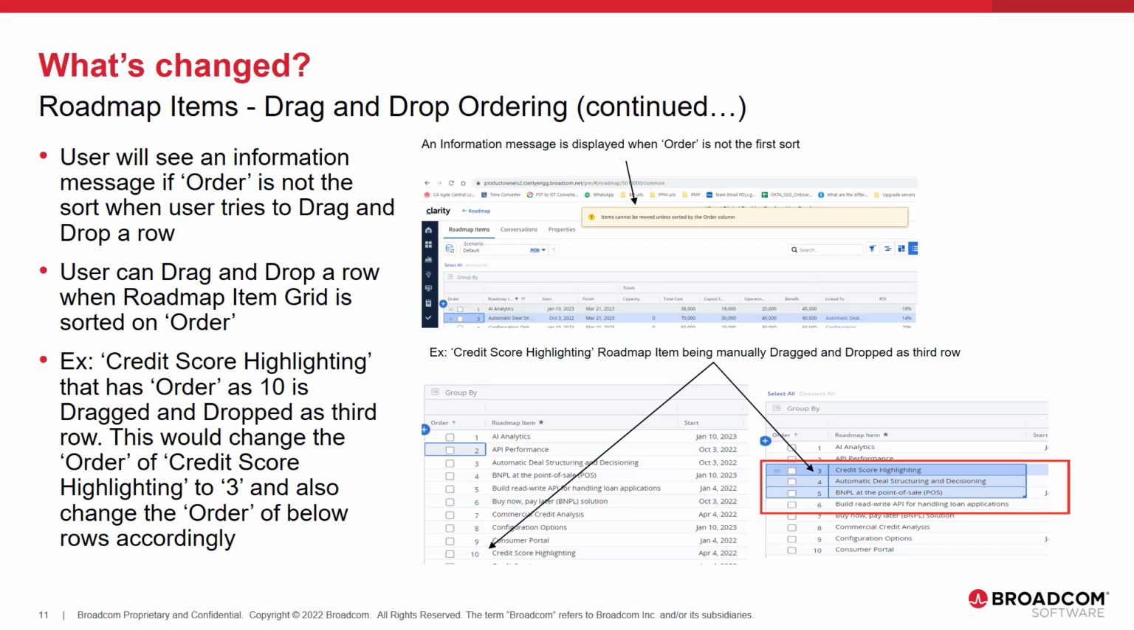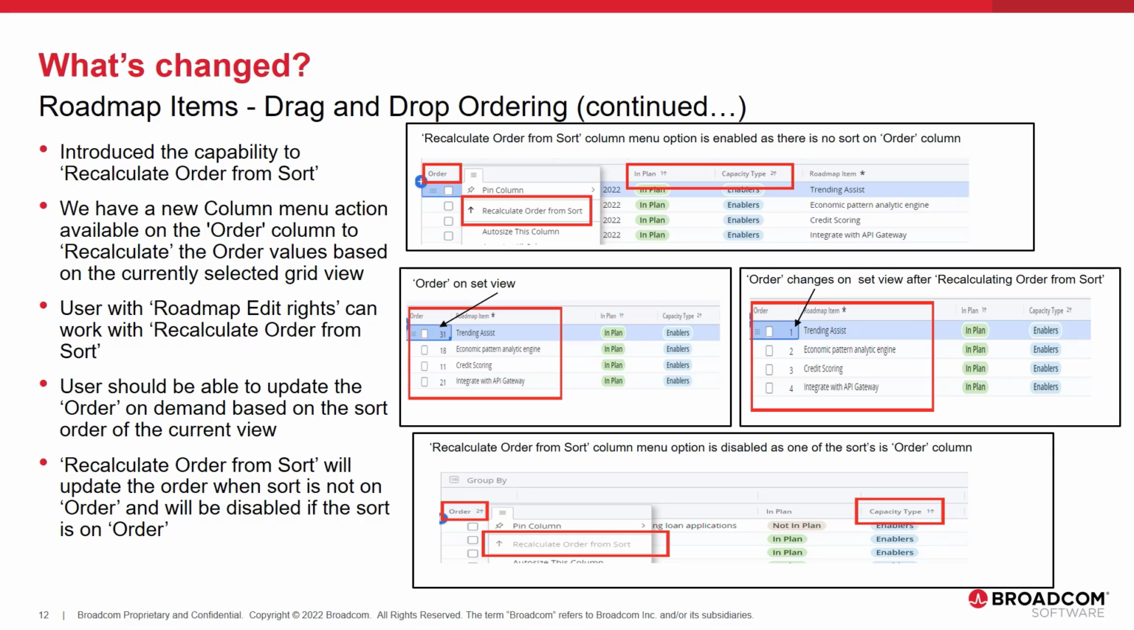If roadmap item grid is not sorted on order, then user will see an information message and cannot perform drag and drop. User can drag and drop a roadmap item when roadmap item grid is sorted on order. When user drags and drops a roadmap item, order of that roadmap item changes, and also the order of below roadmap items changes accordingly.